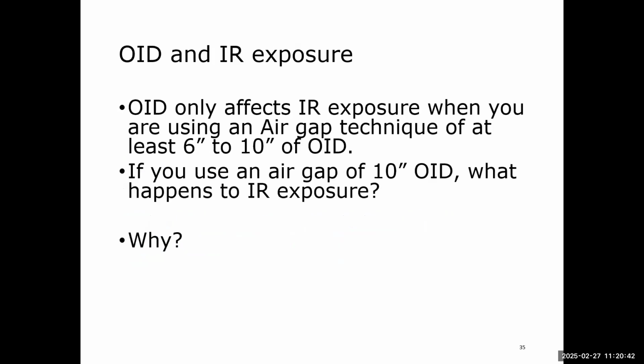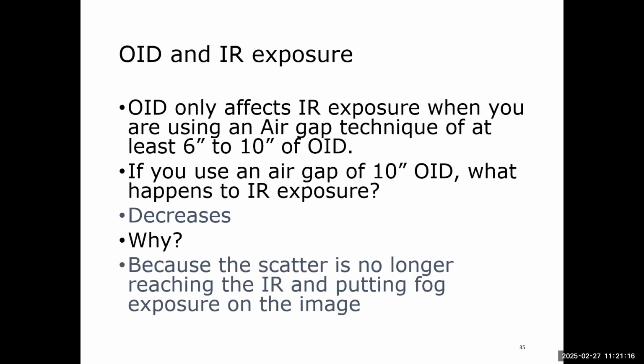Now, here's where we're talking about air gap, and we sort of addressed this already a few minutes ago, but OID only affects IR exposure when you're using an air gap of at least 6 to 10 inches. So if we do have an air gap of say 10 inches, would IR exposure go up or down? Somebody said it, down. It'll go down. Why? Because the scatter is going to be what? Yeah, missing the IR, not reaching the IR. It's hopefully, that's why you do an air gap, is so that the scatter will miss the IR.